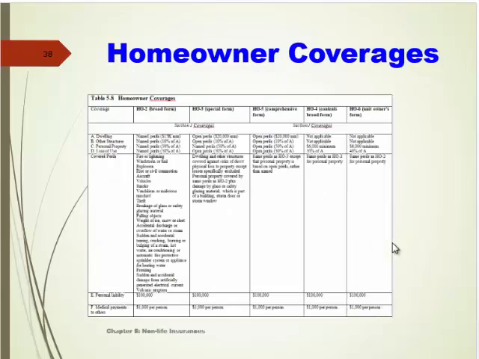What's covered under the various types of policies, what are the risks down here that are referred to as the covered perils. So it identifies what exact things are covered under each form.